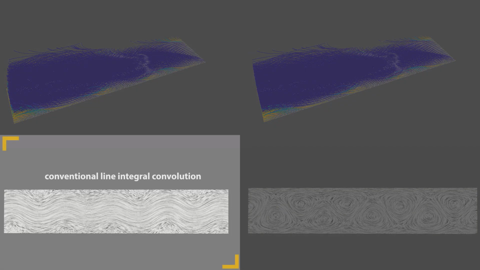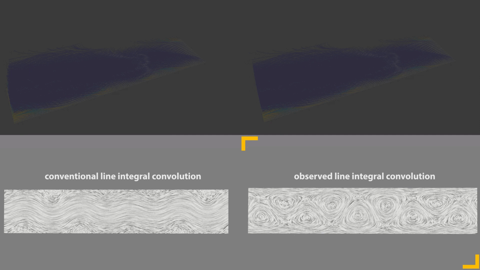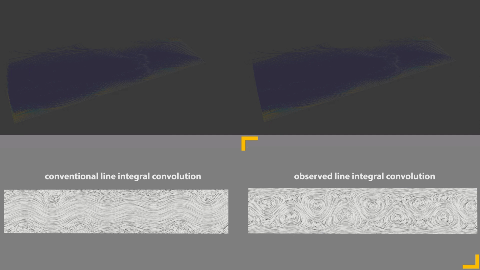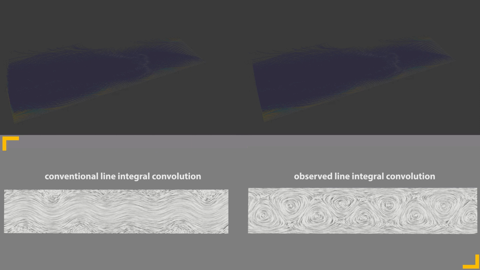Here we see the line integral convolution visualization of a vortex street that moves on a straight line. However, the vortex structures are not visible. With observed line integral convolution on the right, we can clearly see the vortex street at the right places. So how do we go from a visualization like the one on the left to a visualization like the one on the right?